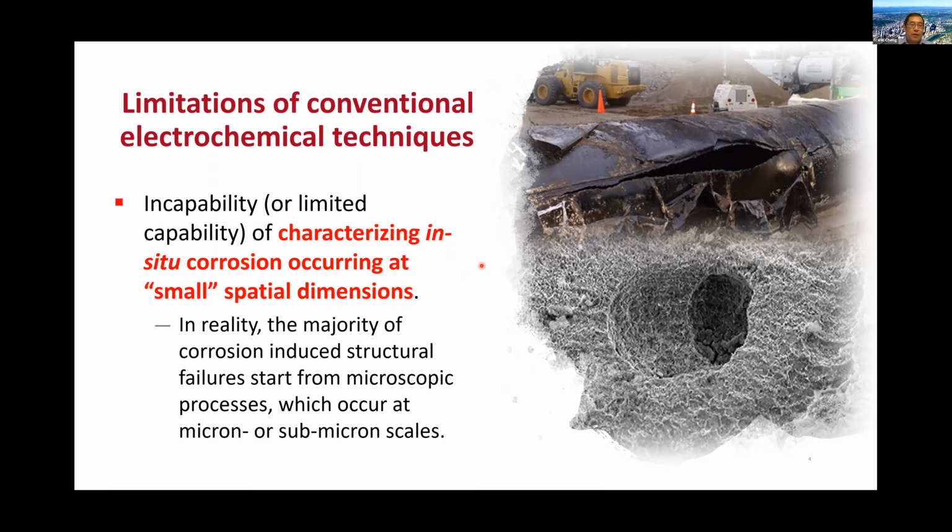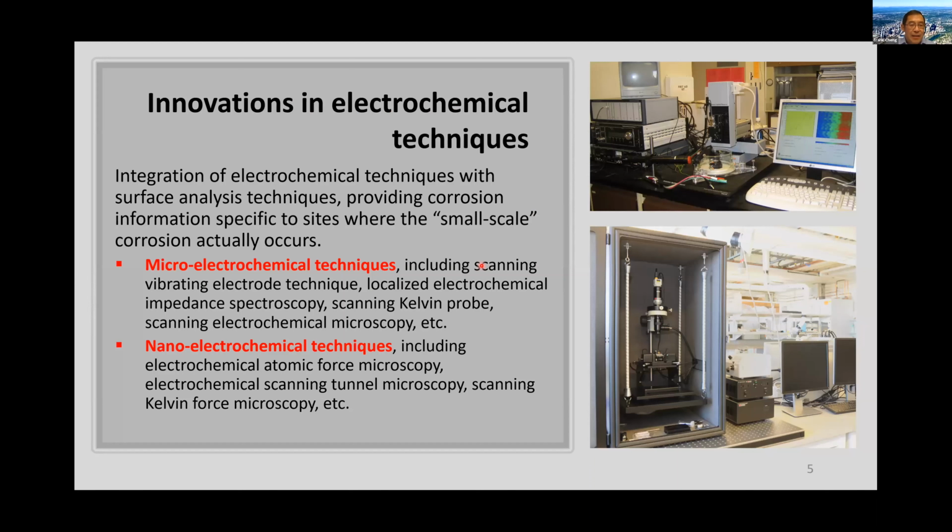Based on this background, the driving force for corrosion research is the development and innovation of different advanced techniques. The important trend is the integration of electrochemical techniques and surface analysis techniques. The principle is very straightforward. We can do the corrosion measurements, and at the same time, we use the surface analysis technique to focus the measurement on a certain dimension. A typical example is the micron scale and the nanoscale.